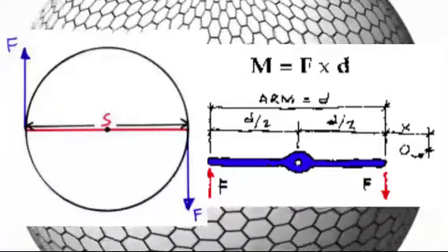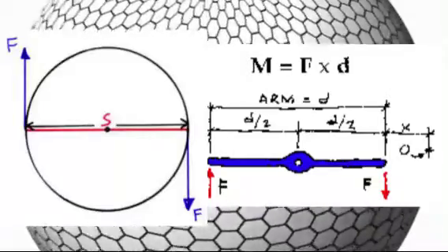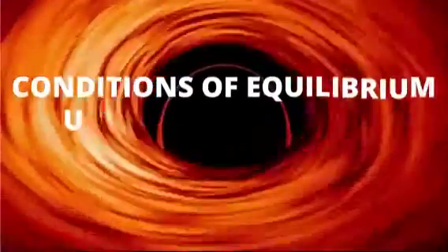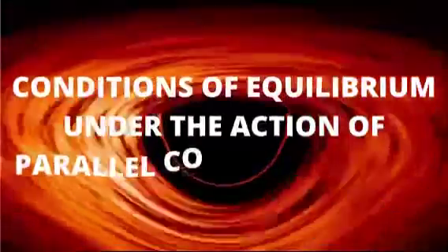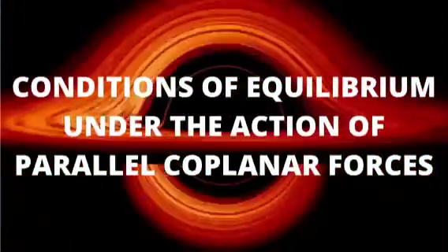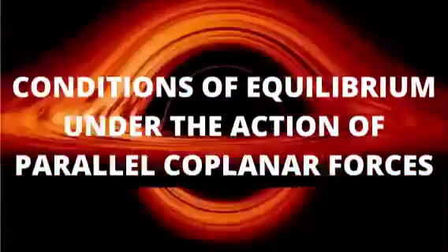Now, a couple is calculated by picking one of the forces. Since they are the same, pick one of the forces and multiply it by the distance between the two forces. That's how you calculate the couple. And now we go to conditions of equilibrium under the action of parallel coplanar forces.